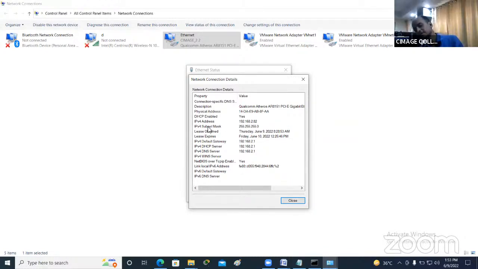So the class A 0 series and the 127 series, both series are resolved.